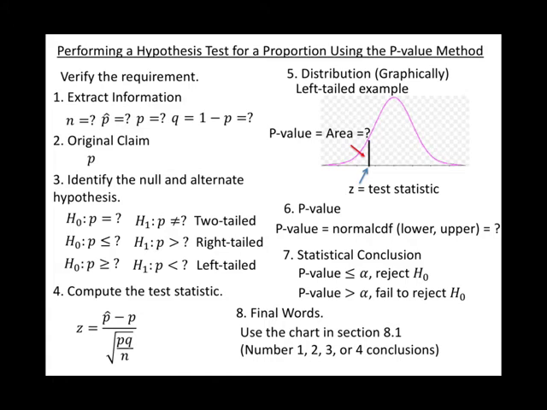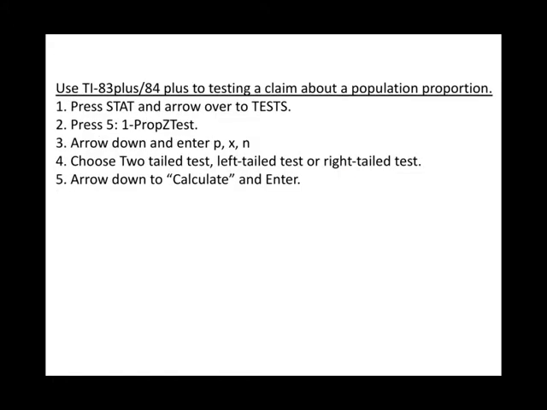So these are the steps for performing your hypothesis testing for the population proportion using the p-value method. After you're done, you can use your calculator to double check your work. I'm going to cover this part after we have the first example.